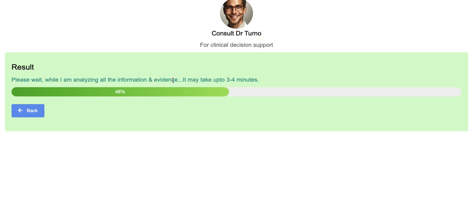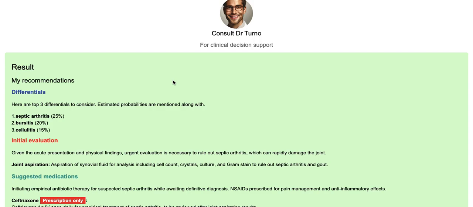So that's what we do in the back end. So let's just wait for some time, and this will also load. Okay, so this has come, and let's see. So the first differential is septic arthritis, the second was bursitis, and third was cellulitis. So all three are inflammatory conditions, given that all the inflammatory features were there, right? There was swelling, there was pain, there was redness.